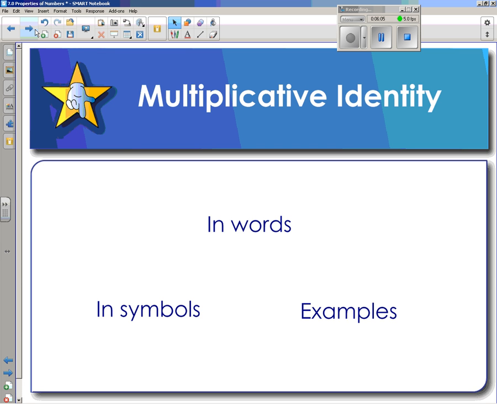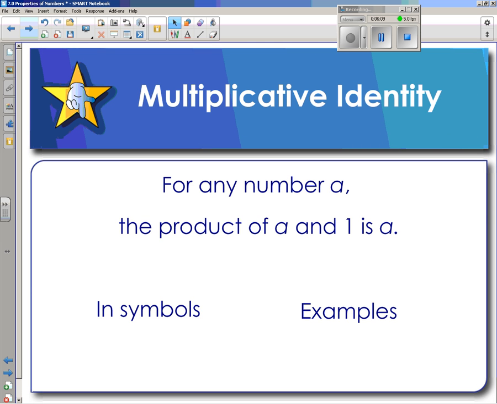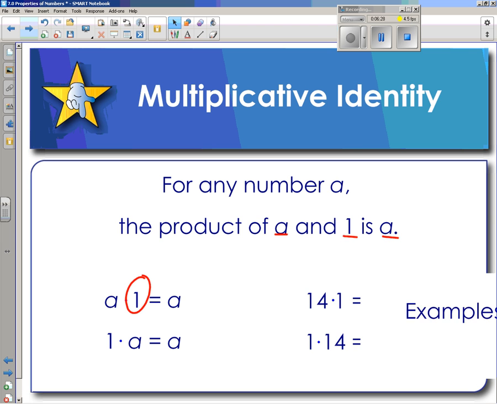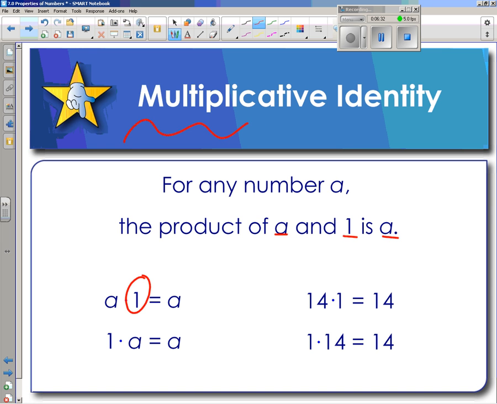In the multiplicative identity section, the definition or the words that I want you to put down, for any number A, the product of A and 1 is A. Don't you love the way they write math definitions? It's crazy. This also is something you already know. You know that any number multiplied by 1 is going to just equal that same number. Once again, you don't need to remember the fact that it's called the multiplicative identity property.